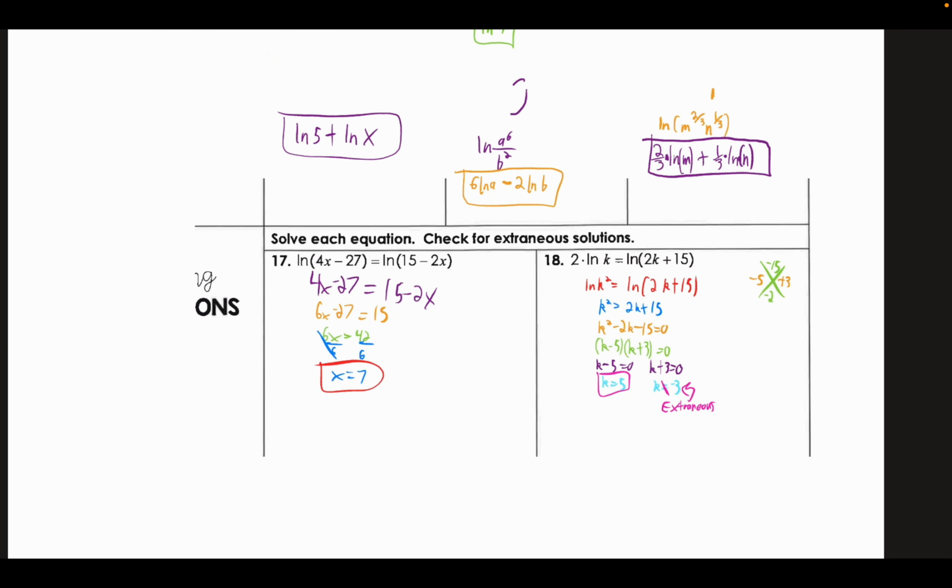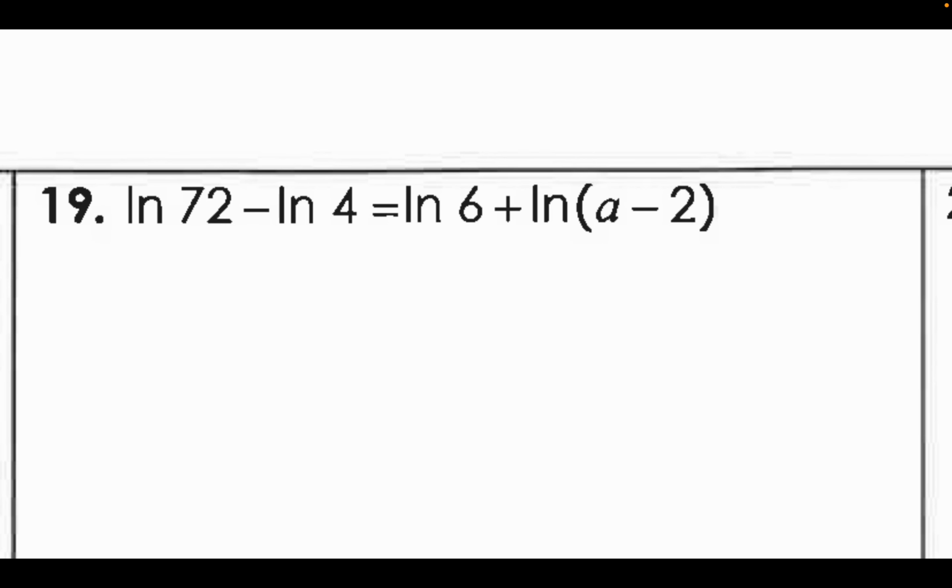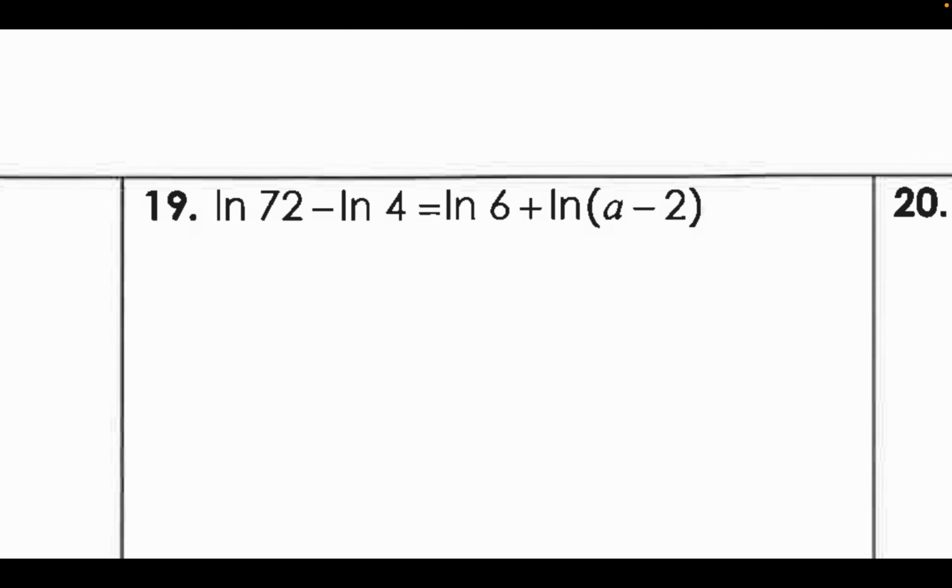Moving on to number 19 here. Logs on both sides, and this time both sides need condensed. So on the left here, we subtract, which really means that we're dividing. And so we get 72 divided by 4, which is really 18. On the right side, we add, which really means we multiply. So 6 times a and 2, which gives natural log of 6a minus 12. And now we can set the insides equal to each other, so we get 18 equals 6a minus 12.